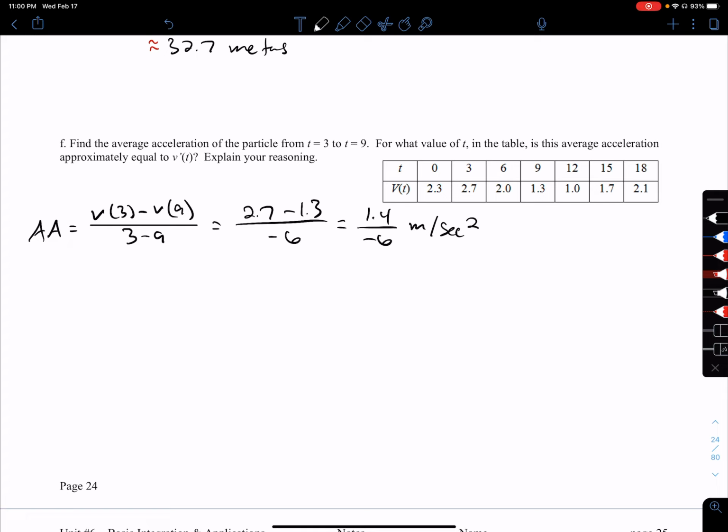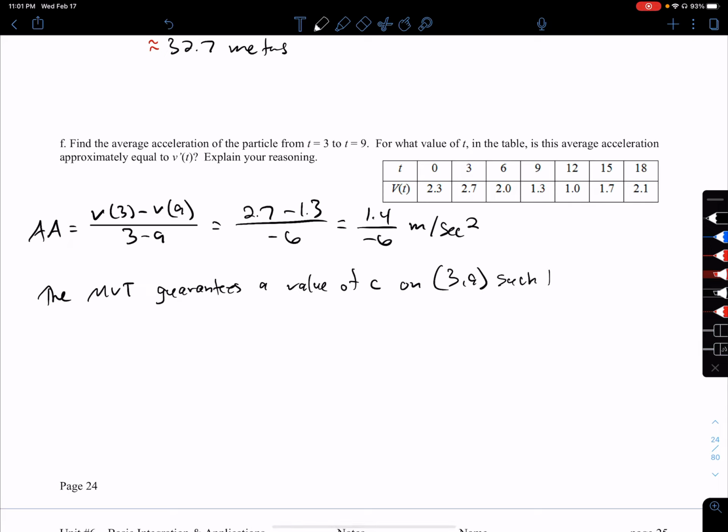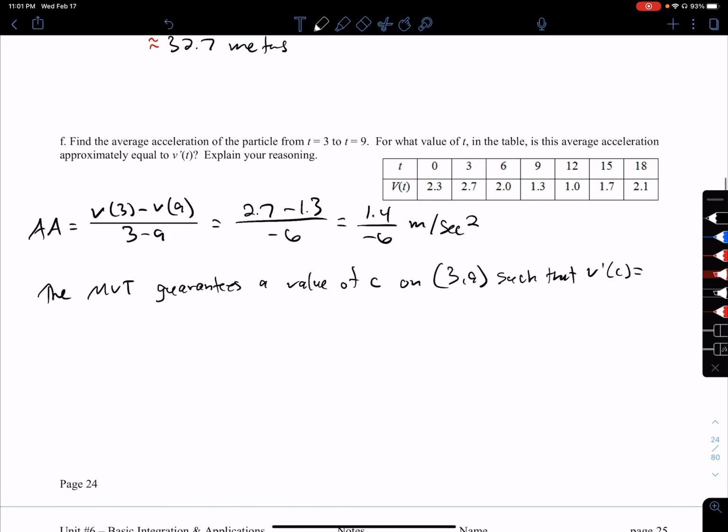For what value of t in the table is this average acceleration approximately equal to v prime of t? Explain your reasoning. Well, this is alluding to the mean value theorem. The mean value theorem guarantees a value of c on the interval from 3 to 9 such that v prime of c equals the average rate of change.